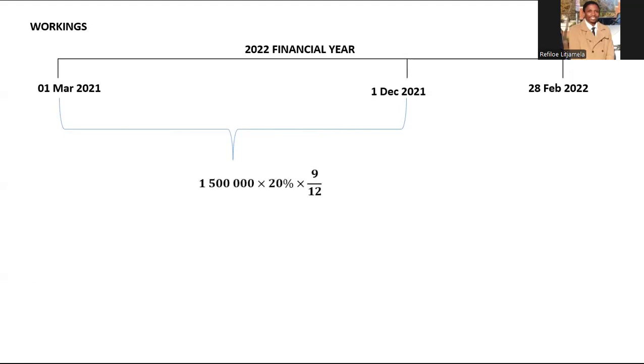So we only used it for 9 months: March, April, May, June, July, August, September, October, November, December. Okay, that's 9 months. I don't count December because it's on the 1st. So it's 9 months in total. That will be because we've used it for 9 months in that 2022 financial year. That 9 months depreciation must be recorded in the asset register as such.